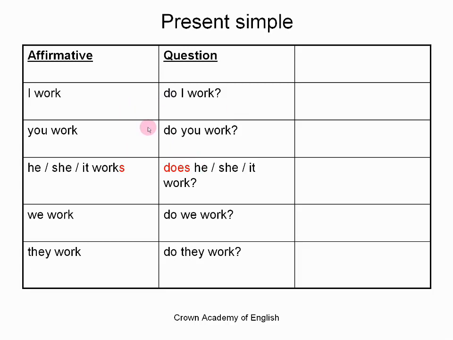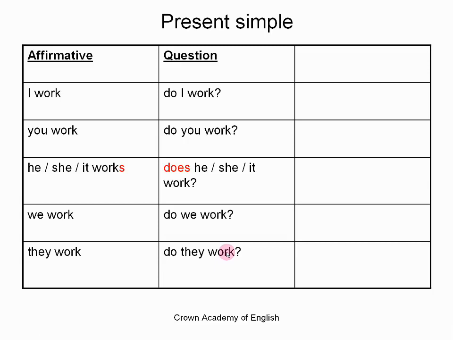Then the we form is the same. It's simply we add the word do to the beginning of the sentence. So we go to do we work, and then the they form is do they work. So we go from they work becomes do they work.